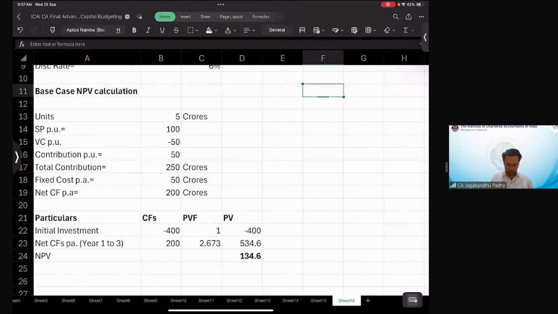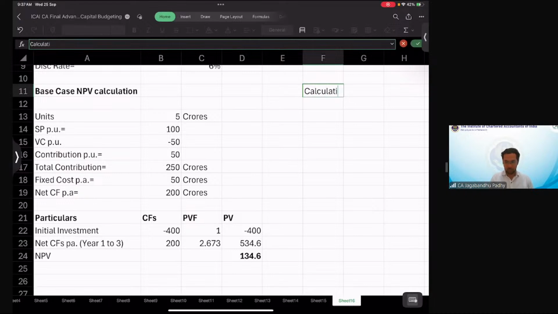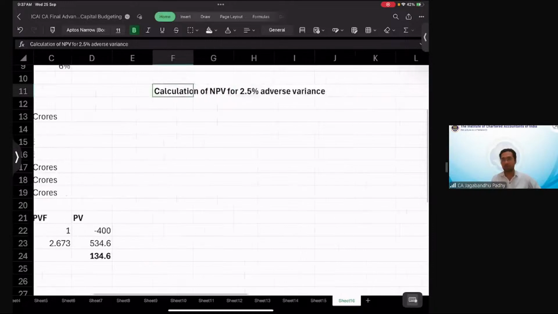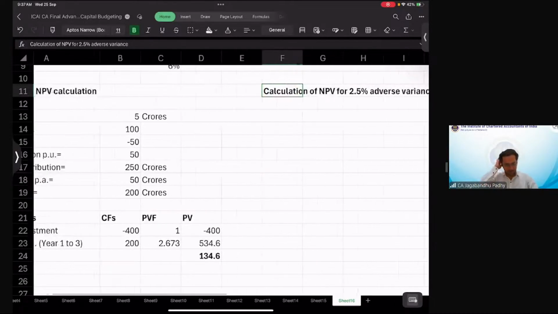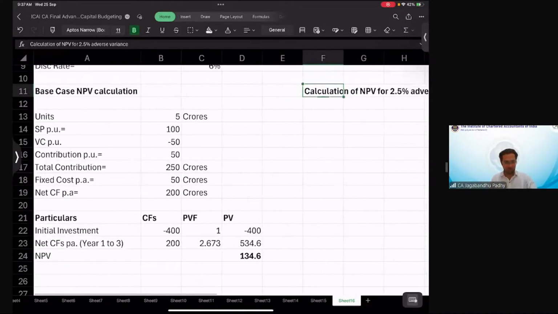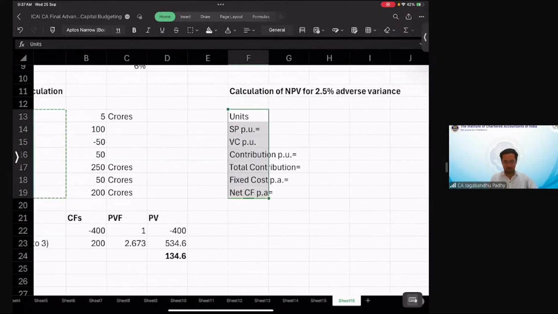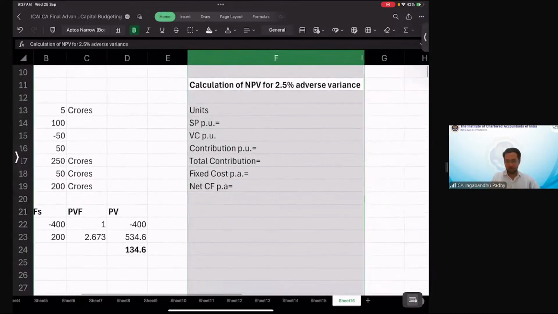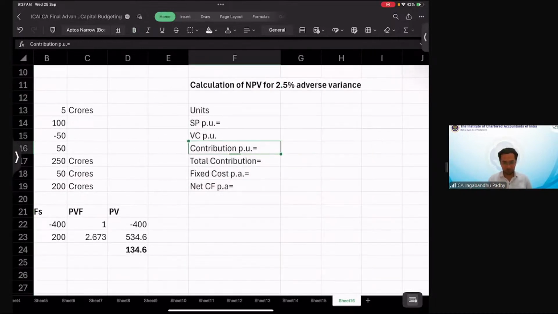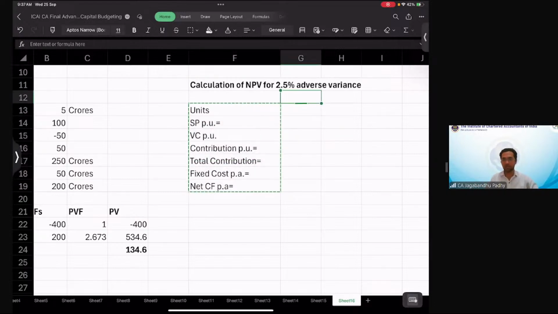Now let us calculate the NPV for 2.5% adverse variation. We'll have multiple columns, right? So let me first take the heading same as it is. We're definitely going to have multiple columns. One by one, we are going to change each one of them and then observe what's going to be the impact on others.